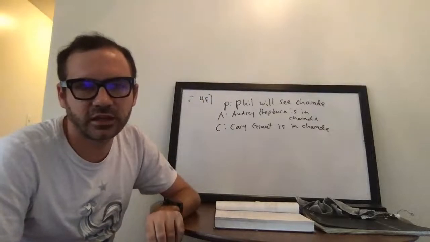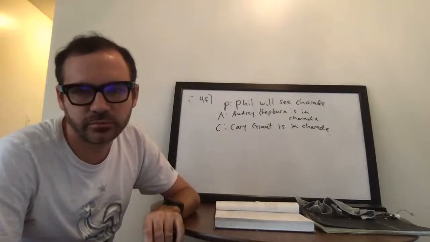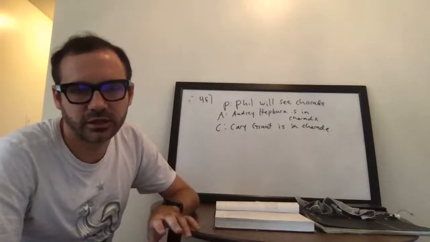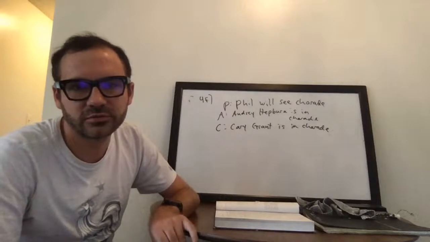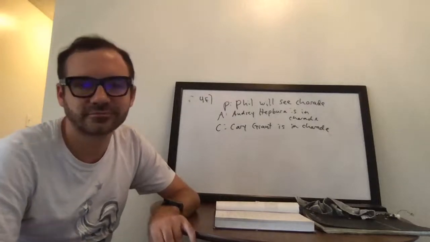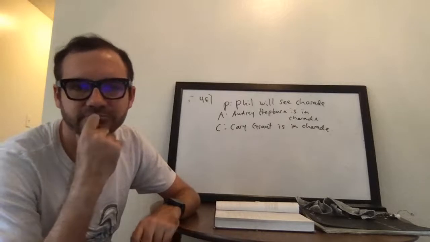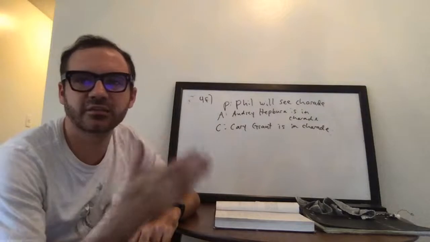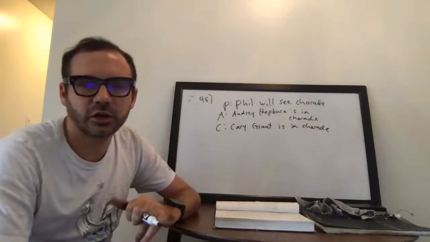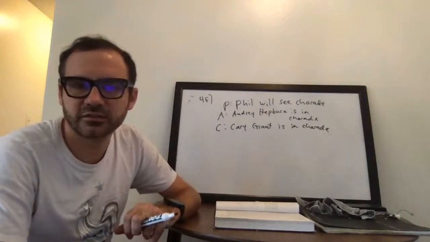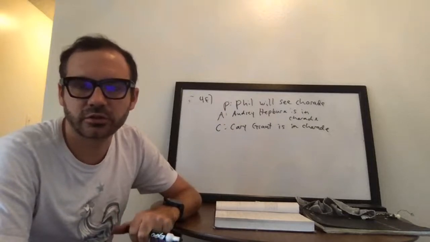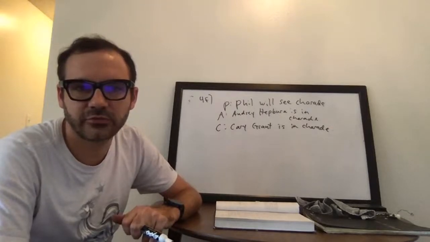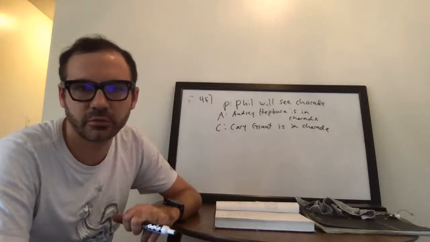So the sentence says that Phil will see this movie if and only if Hepburn and Grant are both in it, and they are. So what do you think? How to write this from left to right? Even if it takes an initial incorrect attempt to state it, let's see what you can come up with, and I'll correct anything if there's a mistake. So, Phil will see Charade if and only if Audrey Hepburn and Cary Grant are both in it, and they are.